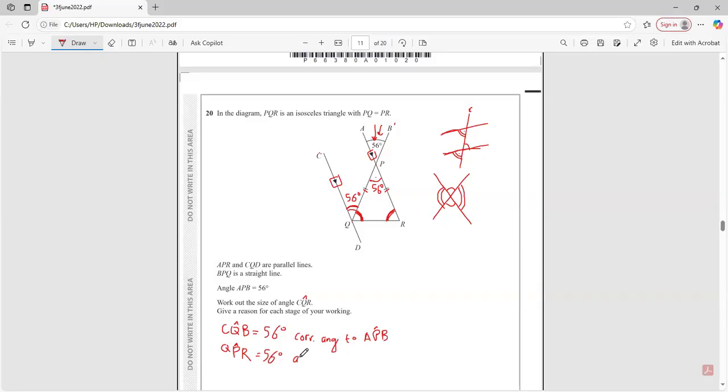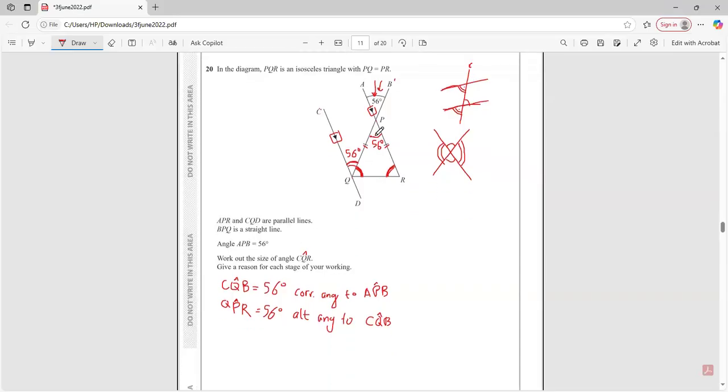This one is alternate angle, maybe I'll just stick with one reason, to CQB. Okay, all right. So the next thing I'm going to find out, because now I know that this angle is 56, right? I can find out these two other ones and I'm good.